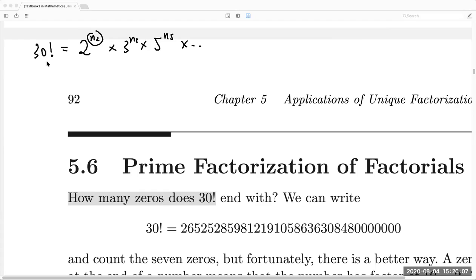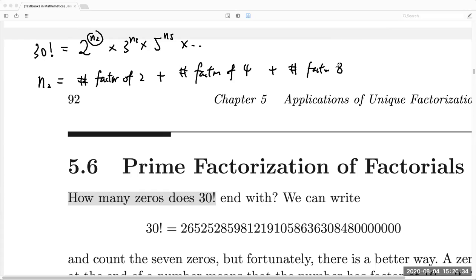So yeah, let's see how to do this question. For the n2, it should be the number of factors that are multiples of 2, plus the number that are multiples of 4, plus the number that are multiples of 8, plus the number that are multiples of 16. We don't need to check 32 because 30 factorial doesn't have a 32 there.